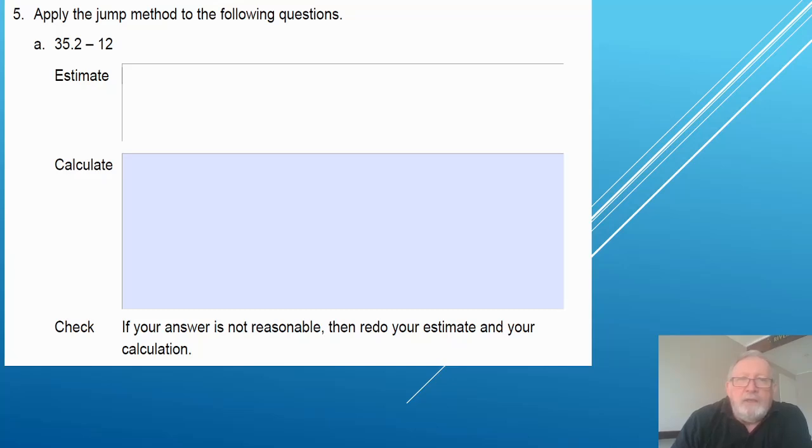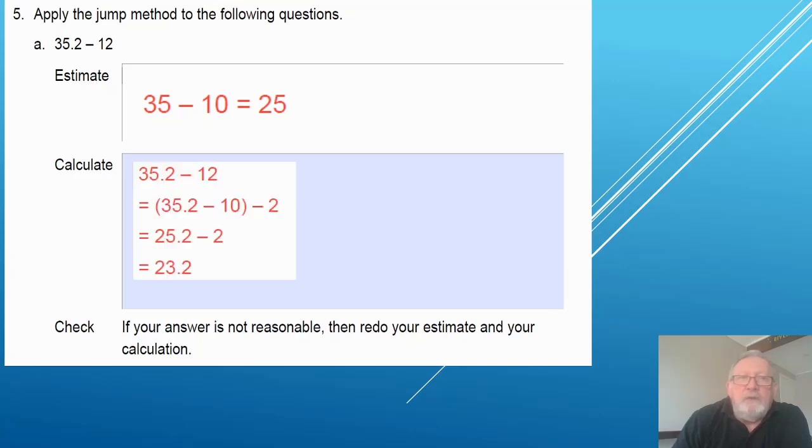Of course, we're going to estimate to start with, so 35 and 2 tenths rounds to 35, 12 rounds to 10, 35 take 10 is 25. Now the calculation. So we're going to break the 12 up into 10 and 2, so we'll take the 10 away first. 35 and 2 tenths, take 10, 25 and 2 tenths, take 2, 23 and 2 tenths. That answer is close to our estimate, it's reasonable, so we're happy with that.